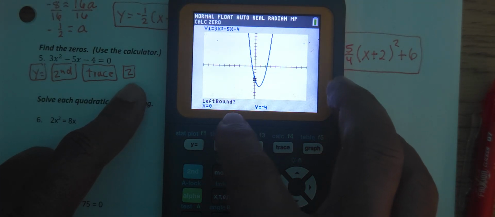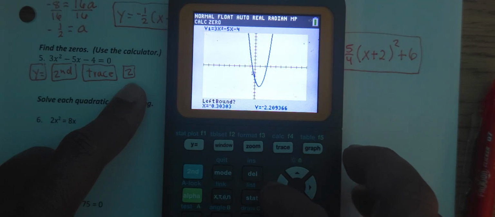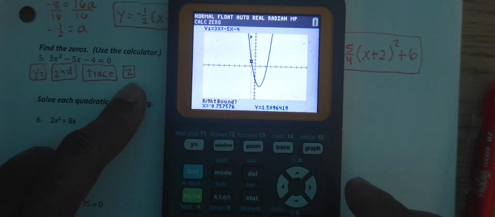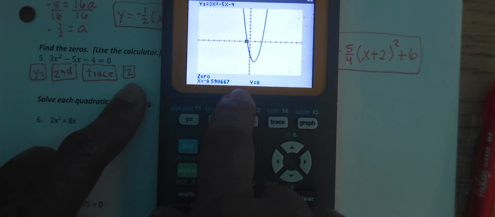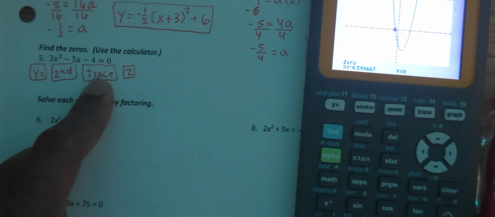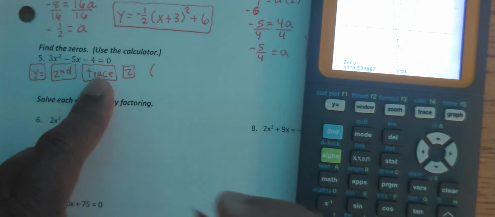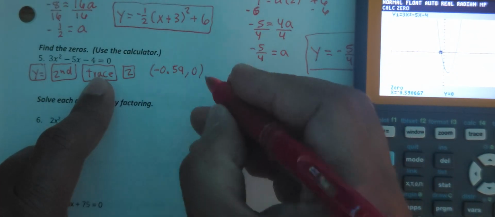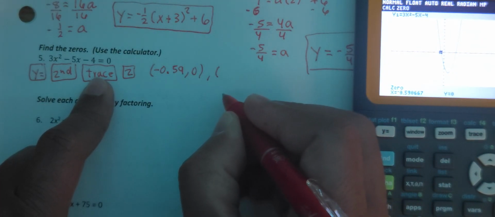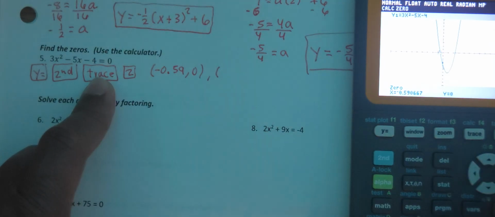Then this is asking me the left bound. That means before the graph crosses the x-axis, so above the x-axis on this side, and after it crosses the x-axis, so that's there. And then it tells me that the 0, where x is -0.5906. So I'm going to round this to 2 decimal places. So one point of intersection is -0.59, comma 0.